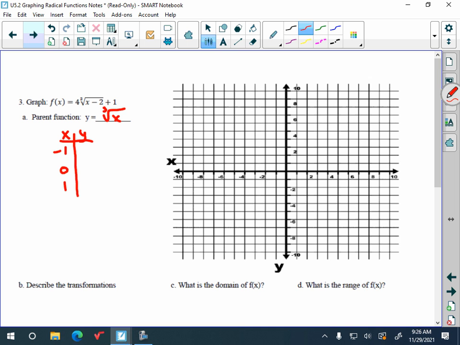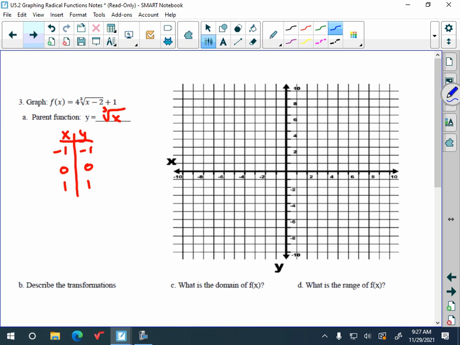Now, when we take the cube root of them, you have scientific calculators, you can throw these in to verify it. The cube root of negative 1 is negative 1. The cube root of 0 is 0, and the cube root of 1 is still 1. So the three points we want to memorize for cube roots are (-1, -1), (0, 0), and (1, 1). Now the transformations work the same. It's just the parent function values are different, but the transformations all work the same.